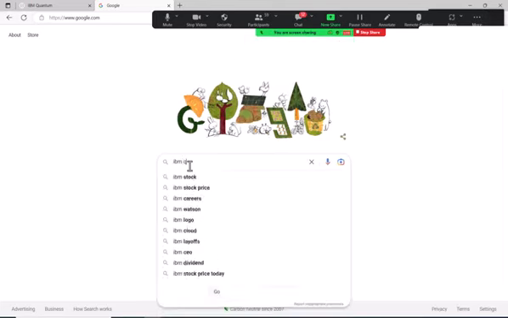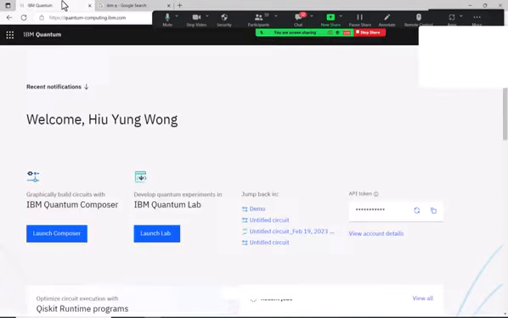Yeah. So it's called IBMQ. I already have my account, right? It has two things. One is called Composer, one is called Lab, right? Composer is the GUI interface. It's simpler, so we'll do this. The Lab, you can use Python programming to run it, okay?